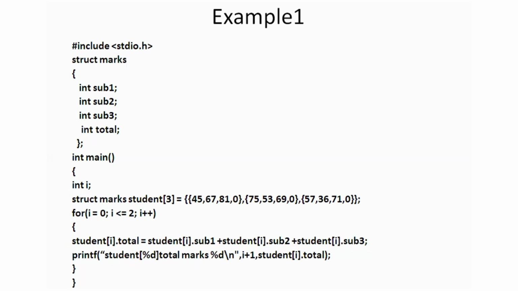Using the for loop, we are going to add up the total of all the marks obtained by each individual student. For i equal to 0, student of 0's subject 1 plus subject 2 plus subject 3 is added and stored in student of i dot total, and it is printed. Using the for loop, we are printing all the students' details.